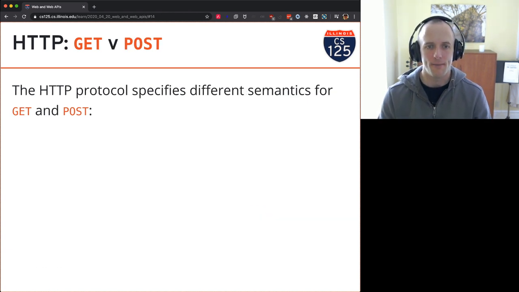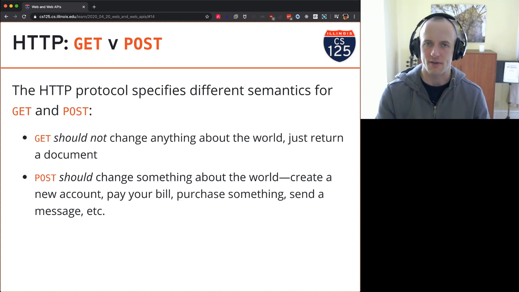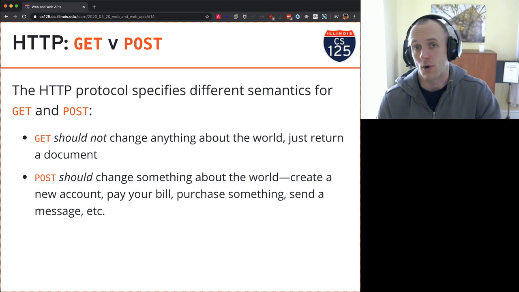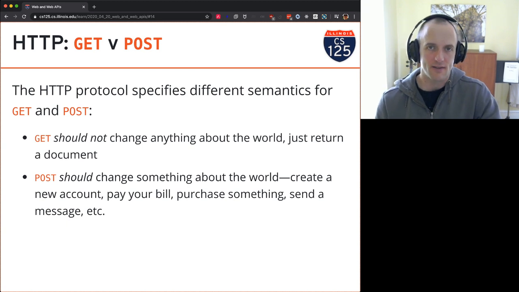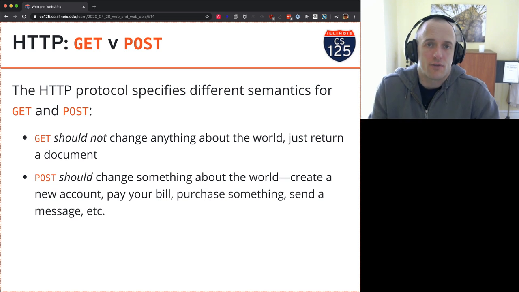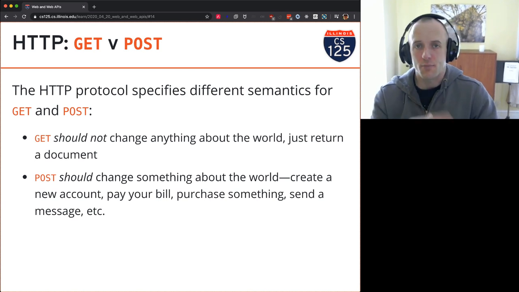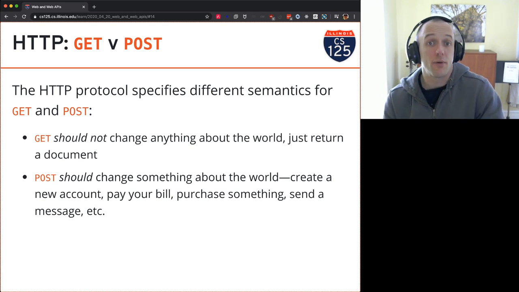Okay? So again, I just explained this. GET doesn't change anything about the world. POST should change something about the world. A POST request means that something gets saved. Like, you liked something on Facebook. That's a small POST request. Facebook is now saying, okay, I'm going to put down in my database that this person liked this post. So the next time I show the post, the like count will be 1 higher.